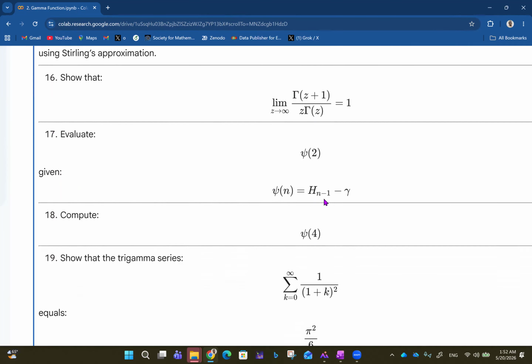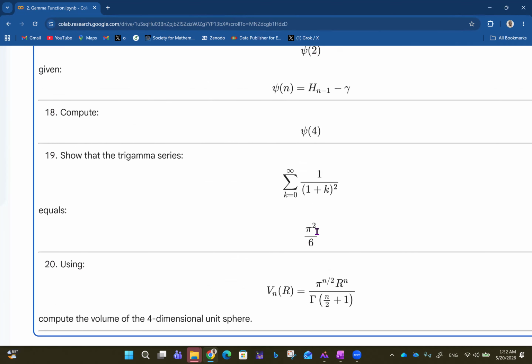That's like H2 minus 1, and that's H1 minus gamma. Then compute psi of 4. Then you want to show that the trigamma series, the summation from k equals 0 to infinity of 1 over k plus 1 all squared, is pi squared over 6. Then using V_n, you want to compute the volume of the four-dimensional unit sphere.